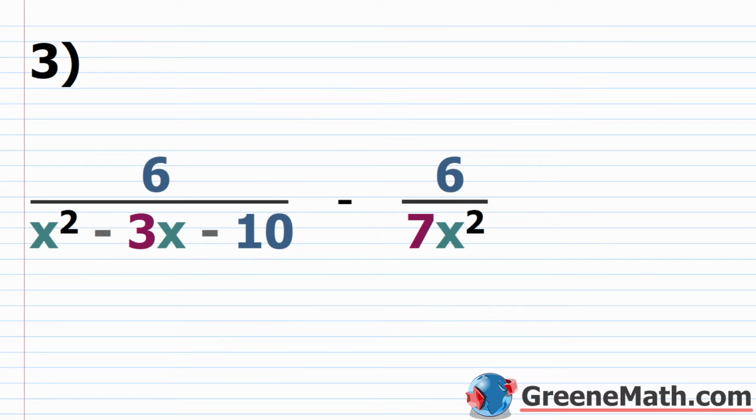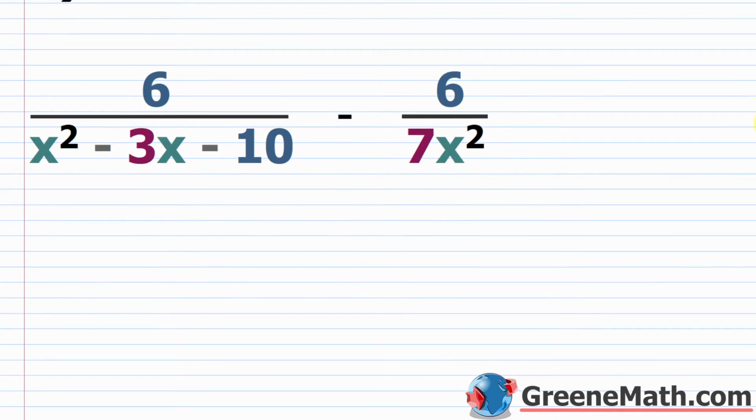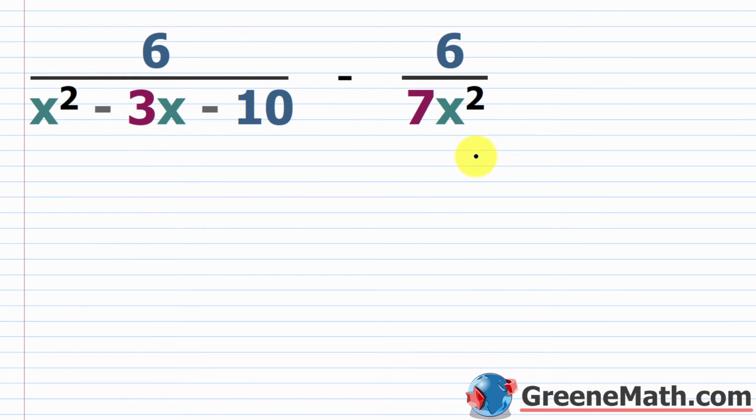All right, let's look at problem number 3. So we have 6 over x squared minus 3x minus 10, and then minus 6 over 7x squared. So let me slide down here. It doesn't look like I can simplify anything to start. I could pull a 6 out, but let me wait to do that. Let me go ahead and factor this first so we can get things started. This is an x here and an x here. I need two integers whose sum is negative 3 and whose product is negative 10. So let's go ahead and put negative 5 and positive 2.